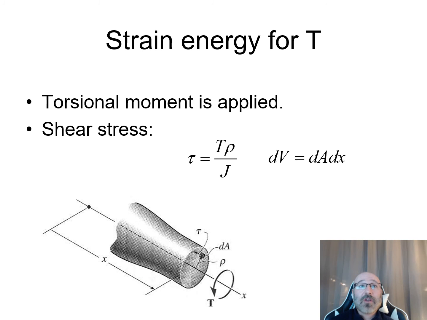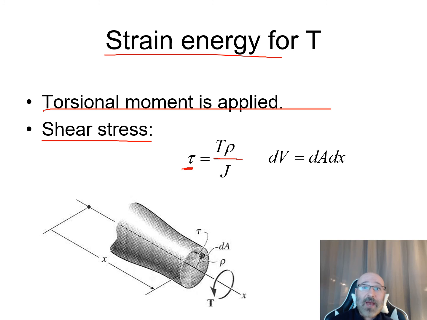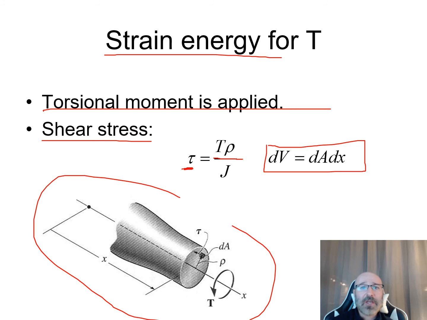So now let's take a look at the same thing for our strain energy calculation, but now for when a torsional moment is applied right there. So we have our general equation for our shear stress, that our tau right here, our shear stress is equal to that torque right there, our T times our rho over J right there. And we have our differential, our dV is equal to dA dx right there. So we have all the relationships condensed to one slide right now as we're dealing with this for our applied torsional moment. Take a look at our given diagram down here.